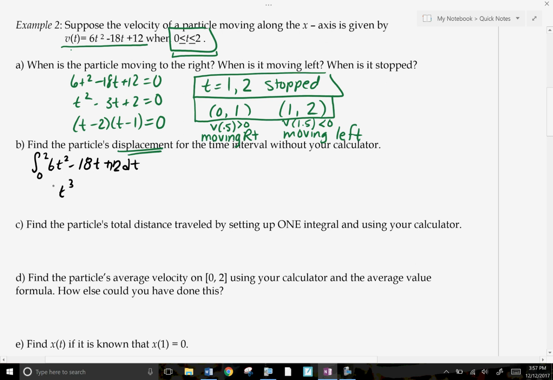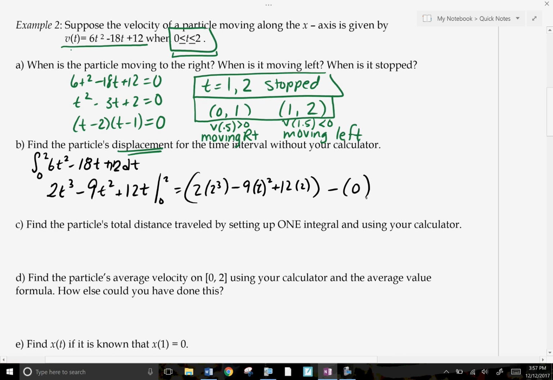So I'm going to add 1 to the power, divide by the new power, add 1 to the power, divide by the new power, and slap a t on there from 0 to 2, and that's going to be, let's see, 2 times 2 cubed minus 9 times 2 squared plus 12 times 2, minus a whole boatload of zeros when I plug in 0. So let's see, this is 16 minus 36, that's negative 20, plus 24, that's going to give me positive 4. My displacement is positive 4.